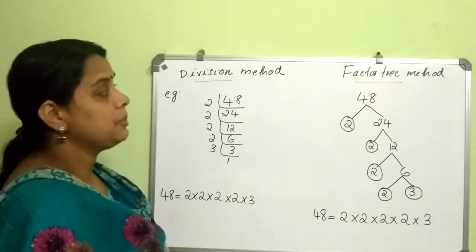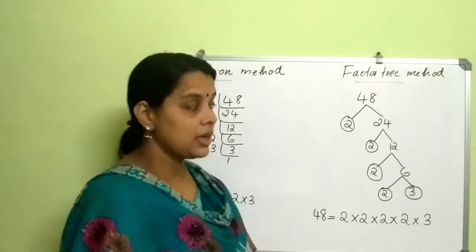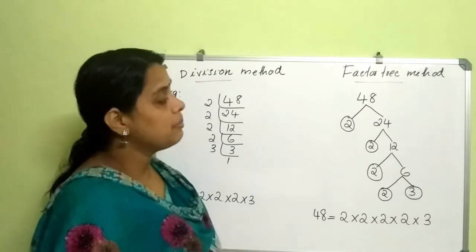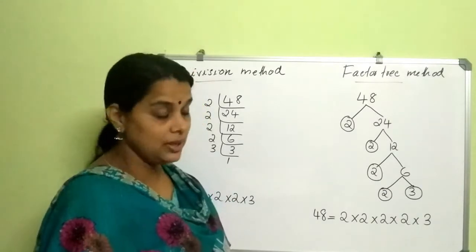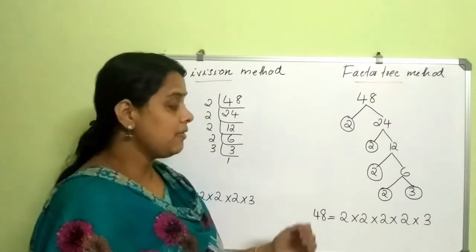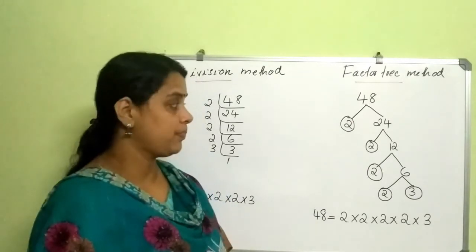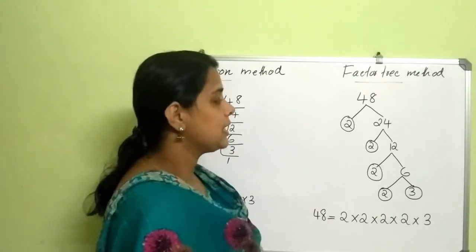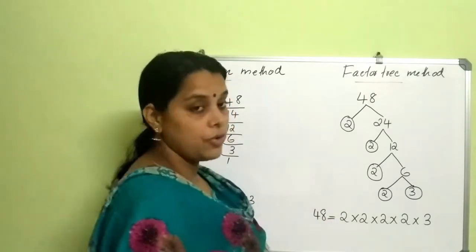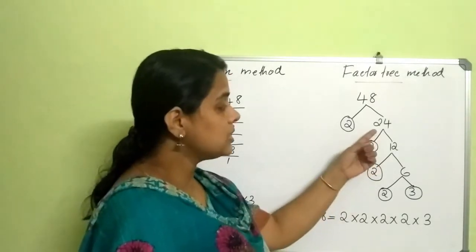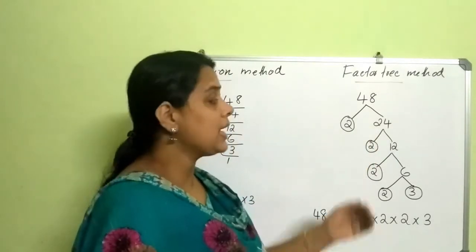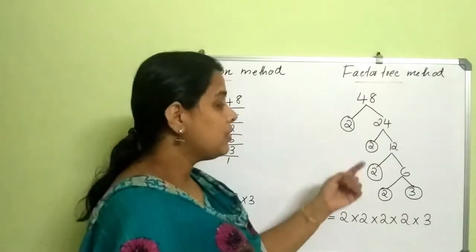Now, the next method is the factor tree method. This is also a composite number. We need to do factorization with a prime number. Till we get all the prime factors, we need to continue. So 48 we can write as 2 into 24. Here 24 is also a composite number. Again we need to factorize with a prime number.